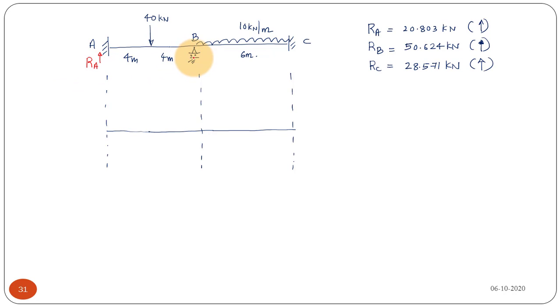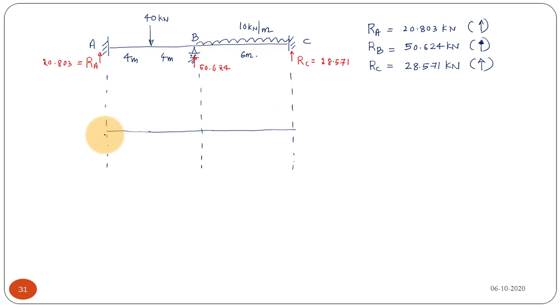So here we have the upward reactions: Rb is 50.624, Ra will be 20.803, and Rc will be 28.571. All are acting in the upward direction. That is already clear because the loading is just downwards. All the reactions have to be in the upward direction to satisfy the equilibrium condition.